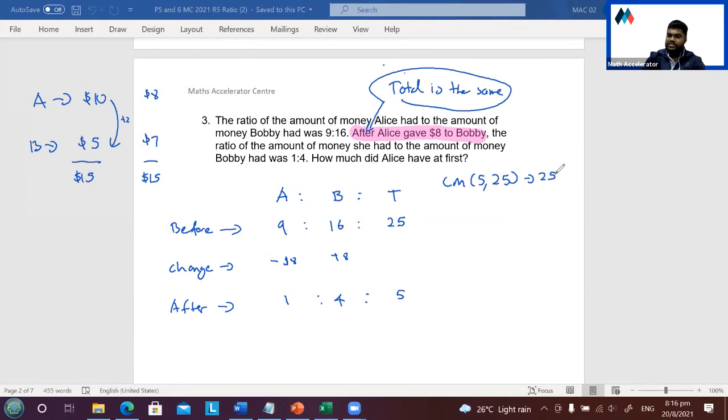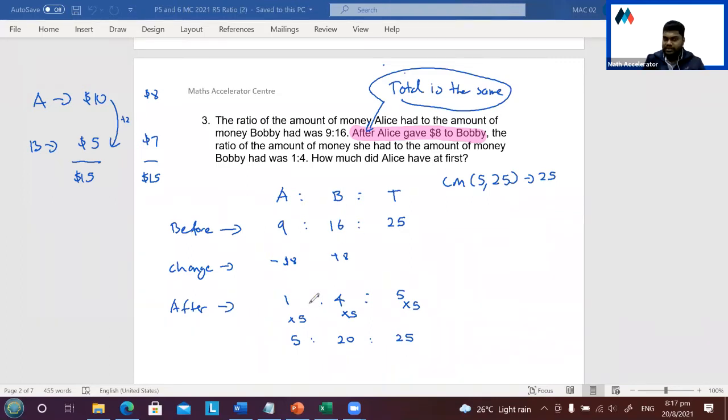All right, so since the answer is 25, the before is already at 25. So just leave that alone. Here, you just multiply it by 5. So multiply it by 5, multiply it by 5. So your new ratio here is 5 to 25. Now it makes sense. The total is still 25. Now there's a change in the ratio.